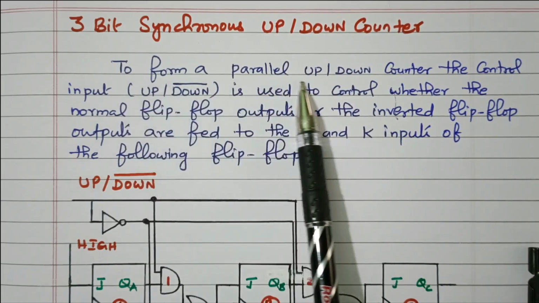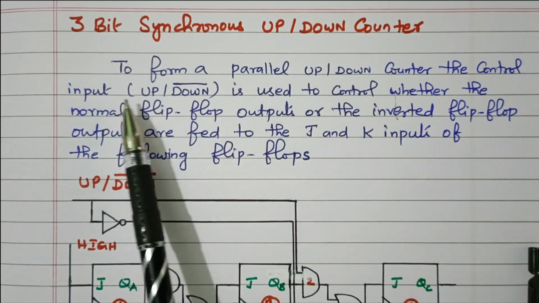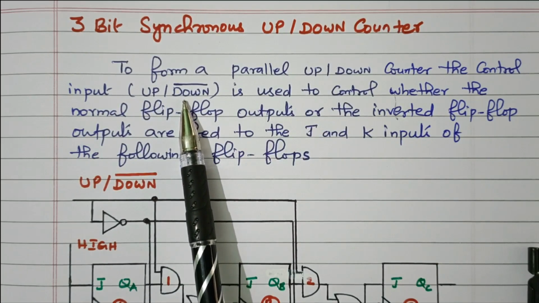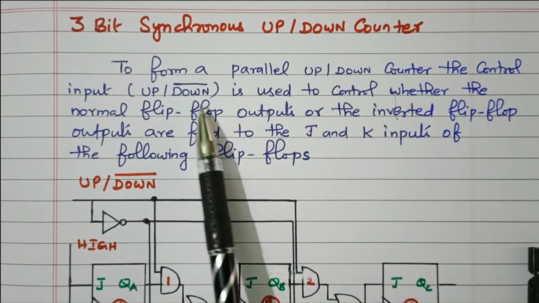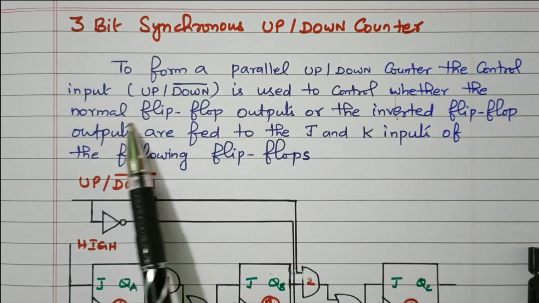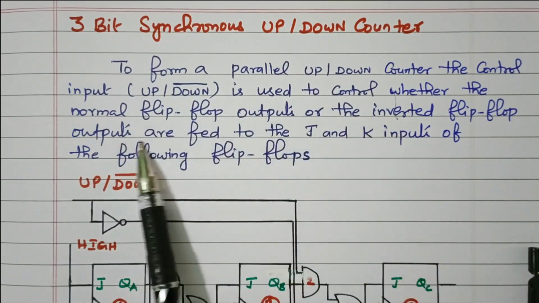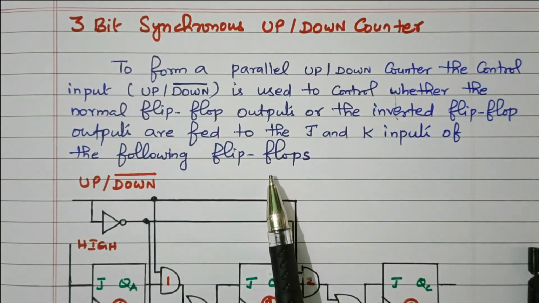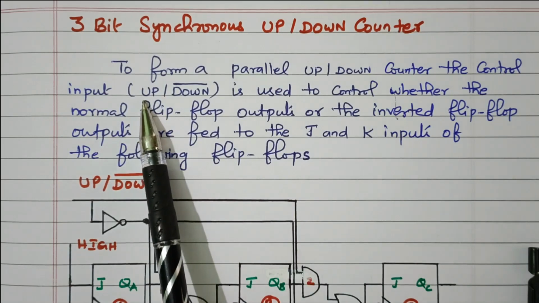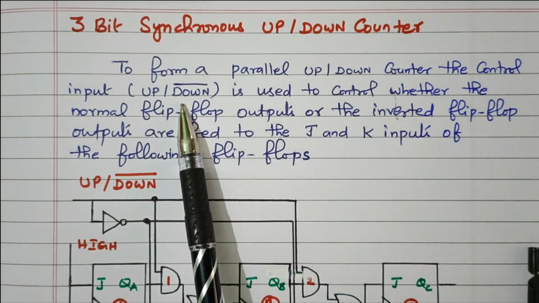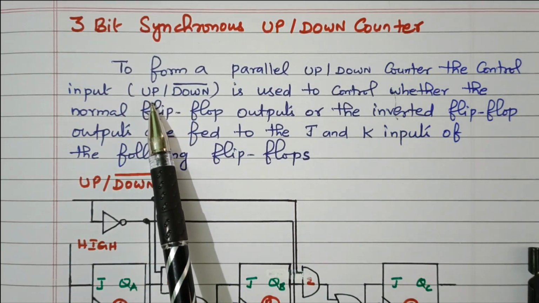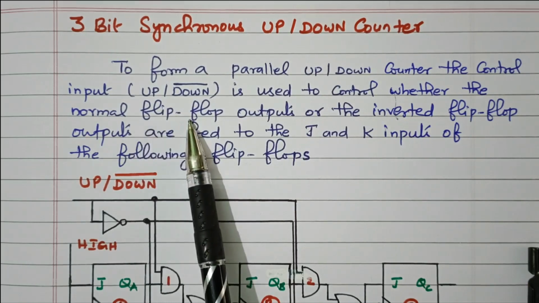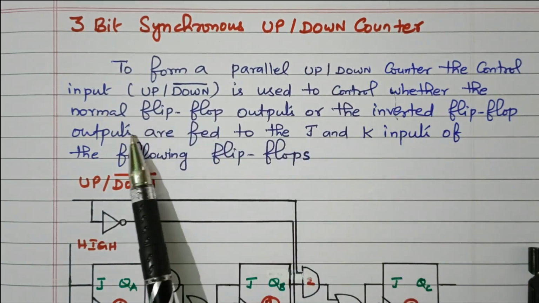To form a parallel up-down counter, the control input up bar down, the complement input down, is used to control whether the normal flip-flop output or the inverted flip-flop output is fed to the J and K inputs of the following flip-flop. So we are using up and the complement of down, down dash, as the control input. This input will decide between two types: the normal flip-flop output or the inverted flip-flop output.